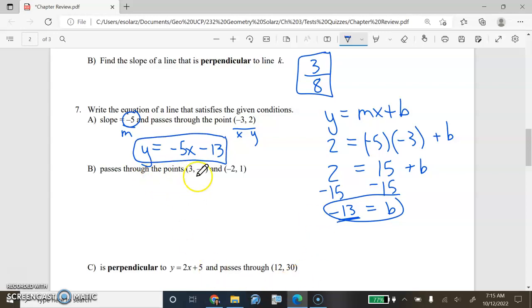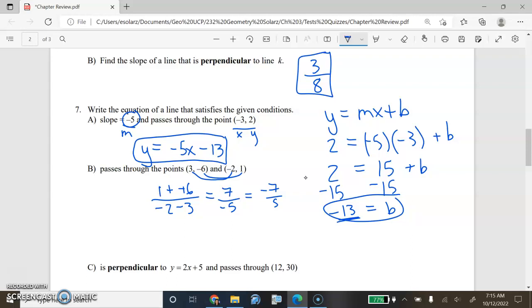All right, and then passes through the points 3, -6, and -2, 1. So first we have to find the slope. Okay, 1 minus -6 over -2 minus 3. 1 minus -6 is 7. -2 minus 3 is -5. We'd write that as -7/5. This just says write the equation, so we don't technically have to write y equals mx plus b.